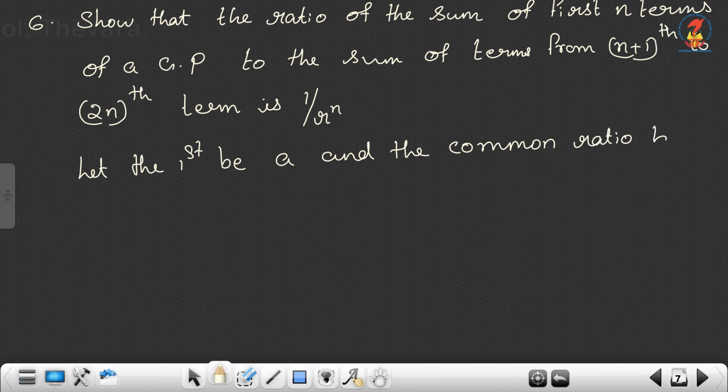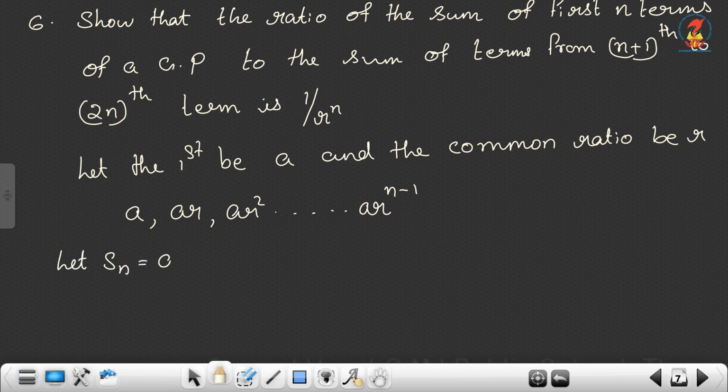Let the common ratio be r. So the GP is a, ar, ar square, like that. The nth term is ar raised to n minus 1. Now the sum of the first n terms of a GP: let Sn mean the sum of these n terms.